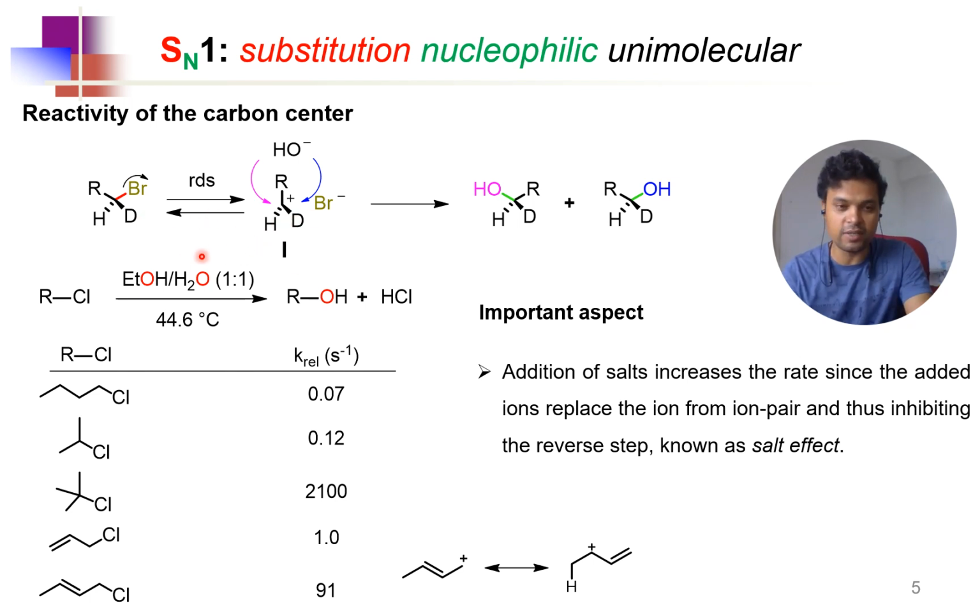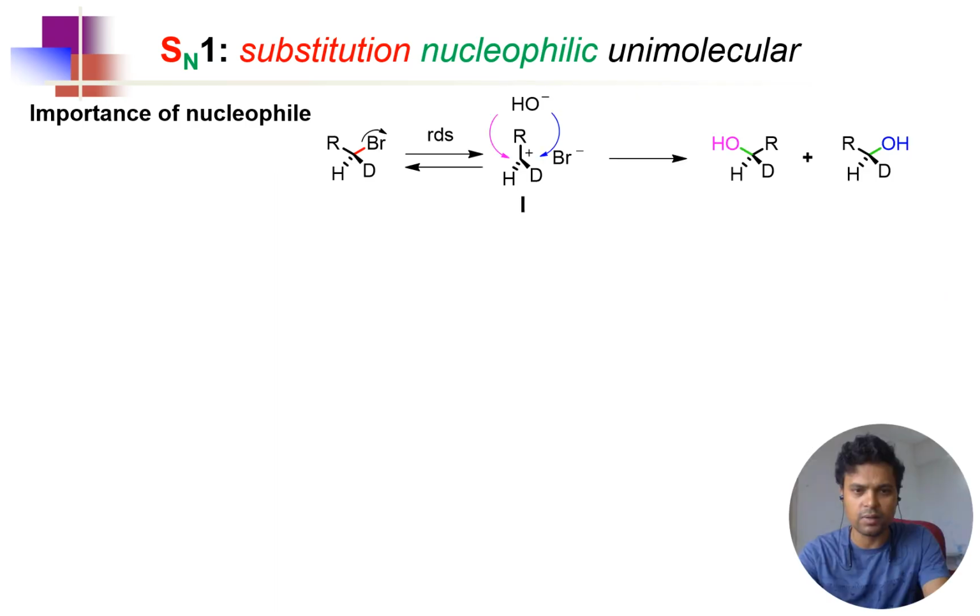I already discussed that. This is because the opposite ions of the ion pair are very close. They can easily combine and come back to form the starting material again. But if you add an excess amount of BF4 or PF6 anions, then what happens? They replace the bromide from that place, and then the reverse step will be reduced, and you can speed up the rate of the reaction. Okay, that is one thing.